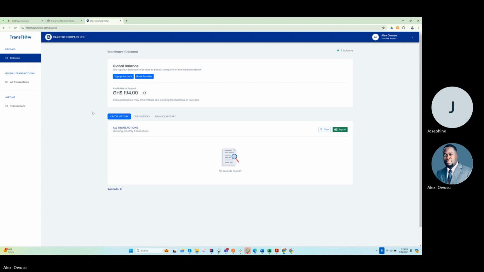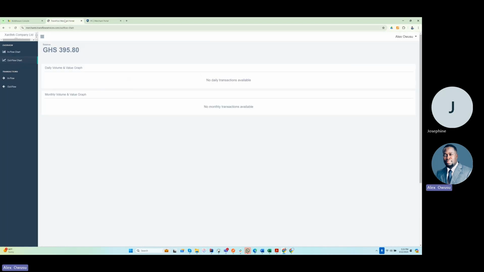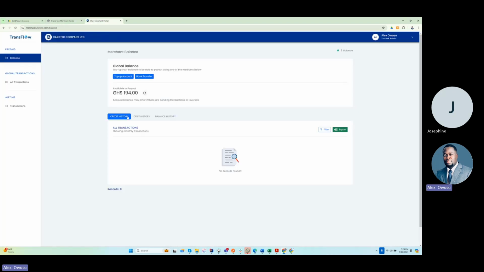Now, this very airtime balance, if you come here, you see currently it's 194, right? We are going to buy 2 cedis airtime for you. Now, if we do that, Zatec is going to process these 2 cedis, so it's going to come to our collection, right? And then we're going to add charges to it, of course. So that 2 cedis is going to come to our collection. So let's see how that transaction will flow.